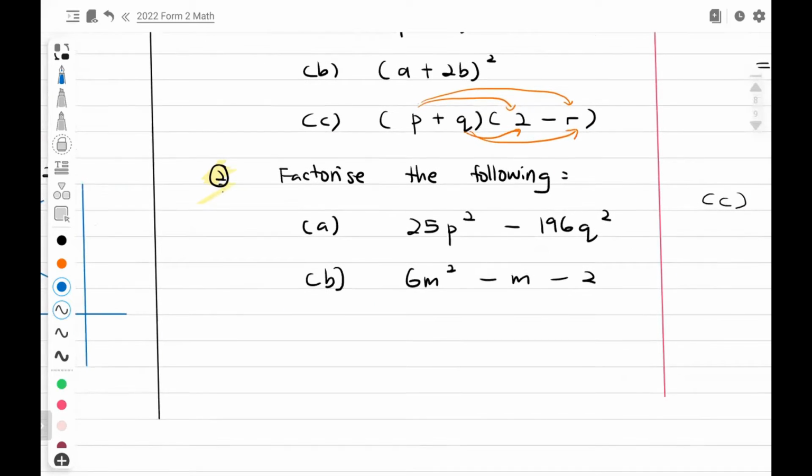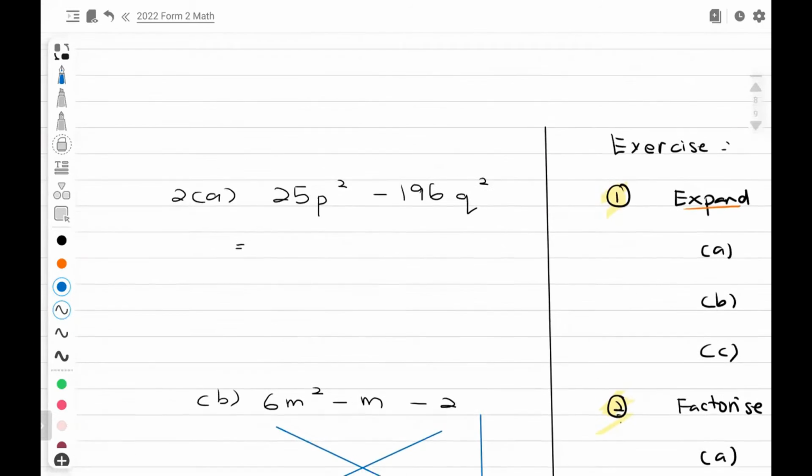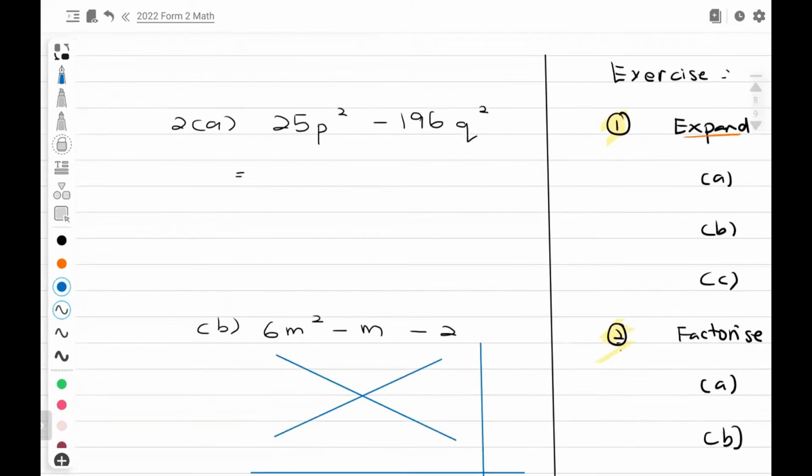Number 2, factorize means divide. So the question A is perfect square. If it's perfect square, you turn it into square form first: 5 squared P squared minus 14 squared Q squared. So the common factor here is the square. Square means bracket.